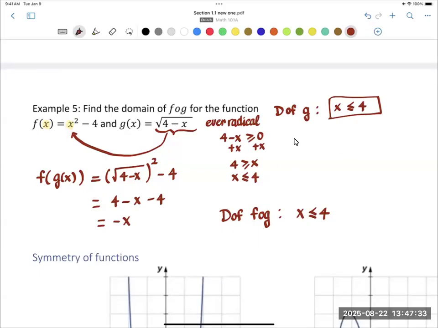So there are two things that you have to consider for the domain of the composition function. First, you have to find out what is the domain of the new input, which is g, and then find out what is f of g of x, and then see if there is any restriction for x. Take the intersection, and you're going to have the domain of f of g of x.